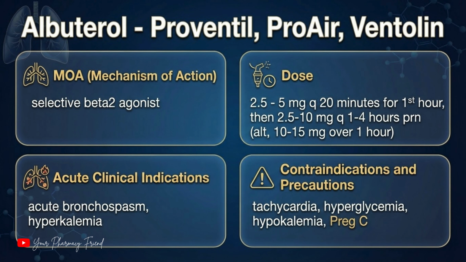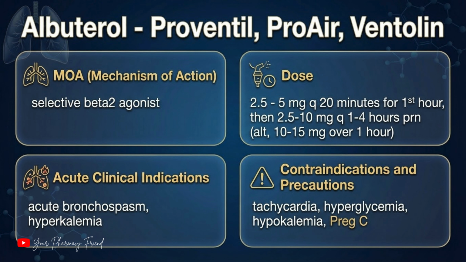Albuterol, which is commonly marketed under the brand names Proventil, ProAir, and Ventolin. Albuterol is a short-acting beta-2 adrenergic agonist, often referred to as a SABA, and it is widely used in the management of acute bronchospasm. Let's begin with the mechanism of action.